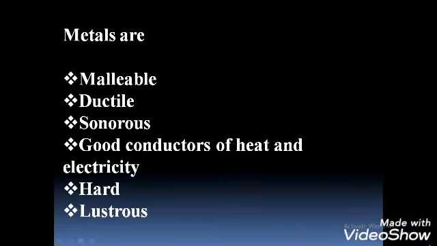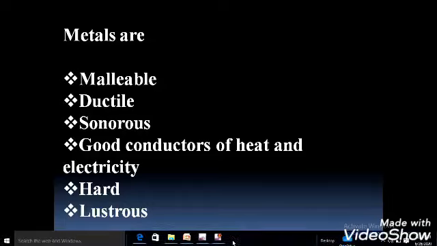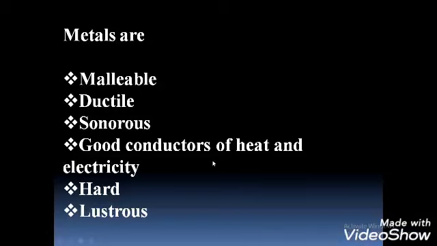So we can conclude that metals have physical properties such as malleability, ductility, sonorous, good conductors of heat and electricity, and also they are very hard and lustrous. Okay, lustrous means what? Shining. So metals have different physical properties such as malleability, ductility, sonorous, good conductors of heat and electricity, hard and lustrous.